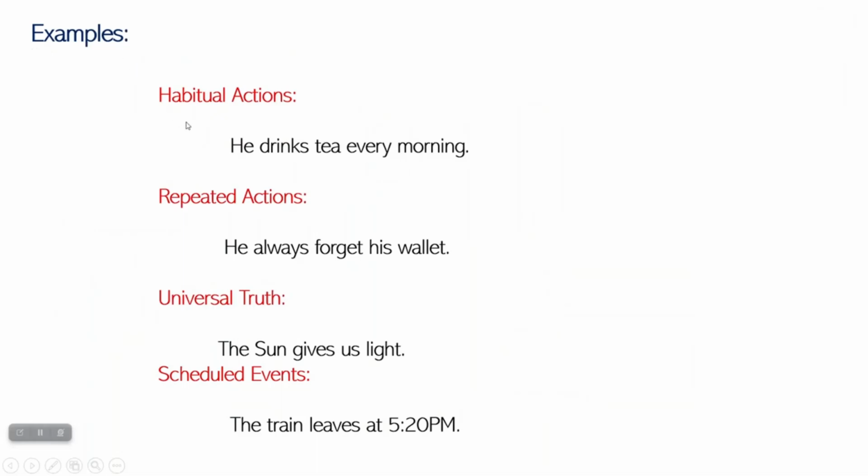Let's take examples for each scenario. Habitual actions. He drinks tea every morning. He has a habit of drinking tea in the morning. And repeated actions. He always forgets his wallet. So, he is repeatedly forgetting his wallet. Universal truths. The sun gives us light. And scheduled events. The train leaves at 5:20 p.m. It's already scheduled. These are the examples.